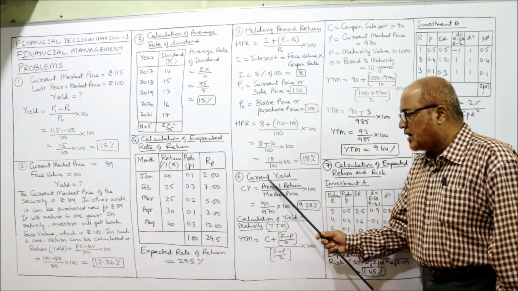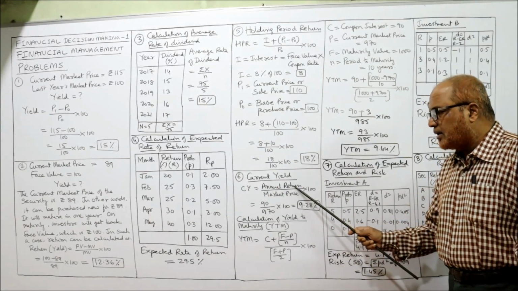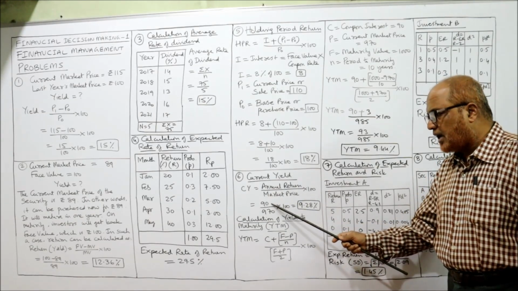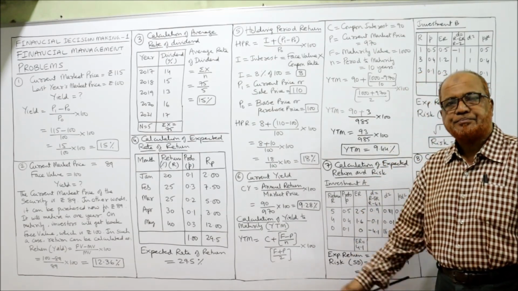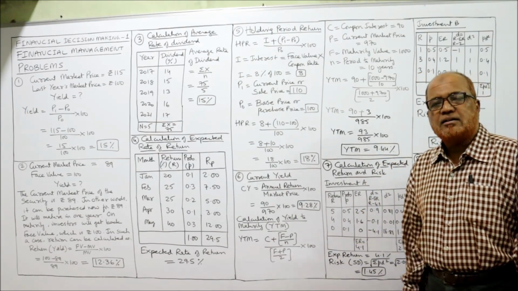Now you can see here. Current yield: annual return divided by market price into 100. 90 by 970 into 100 is 9.28%. That's it. This is the current yield.